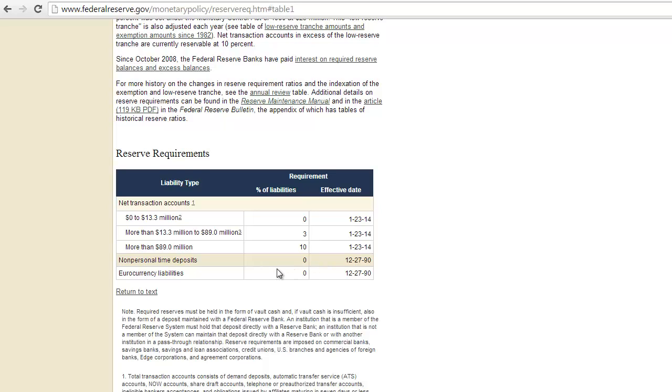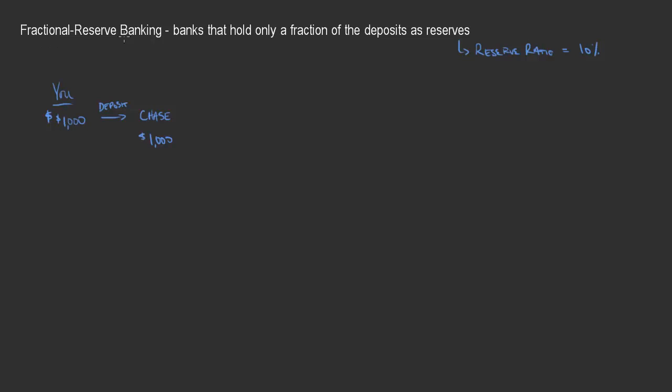So let's look at how this ties into one of the main things we'll discuss here, which is fractional reserve banking. This is the banking system that we use in the United States and in most Western developed nations and most developing nations as well. This is where banks hold only a fraction of the deposits as reserves. So I just discussed the reserve ratio, and let's use 10% here. So we've got a simplistic case here.